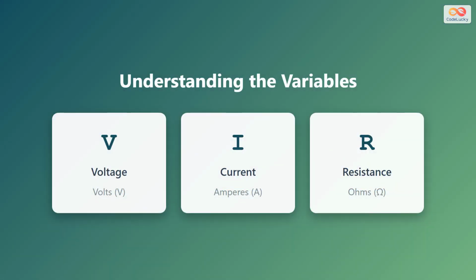Let's break down each variable in the formula. V stands for voltage, which is measured in volts. Voltage is the electrical pressure that pushes electrons through a circuit. I represents current, measured in amperes or amps. Current is the flow of electric charge through a conductor. R stands for resistance, measured in ohms. Resistance is the opposition to the flow of current in a circuit.